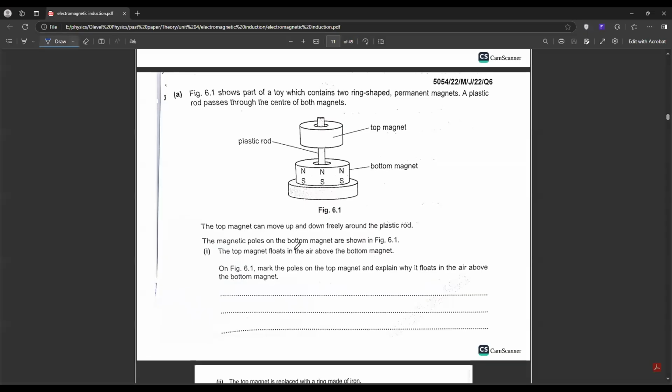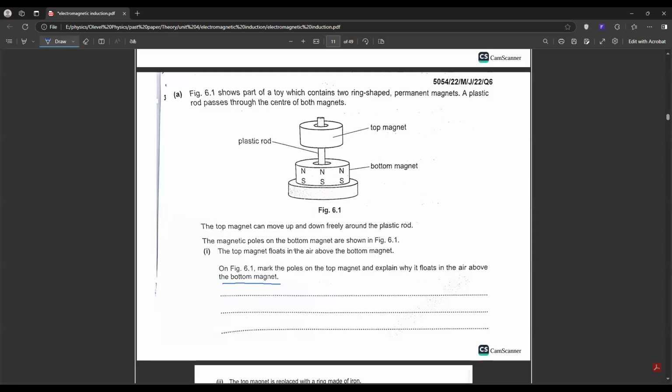Let's see this. Figure 6.1 shows part of a toy which contains two ring shaped permanent magnets. A plastic rod passes through the center of both magnets. The top magnet can move up and down freely around the plastic rod. The magnetic poles on the bottom magnet are shown in figure 6.1. The top magnet floats in air above the bottom magnet.